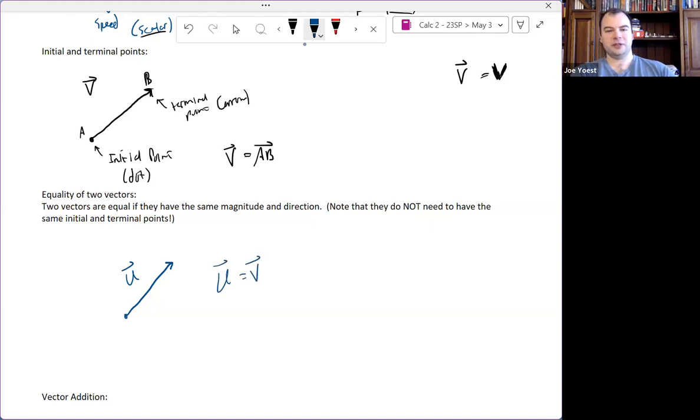U bar equals V bar, even though they start and end at different points on the screen. But they're considered to be equal vectors. If I said that this went from C to D, I could say that CD bar equals AB bar, because the two vectors have the same magnitude and direction. Even though one starts at A and ends at B, and another starts at C and ends at D, they start and end at different points, but with the same magnitude and direction, the two vectors are equal.